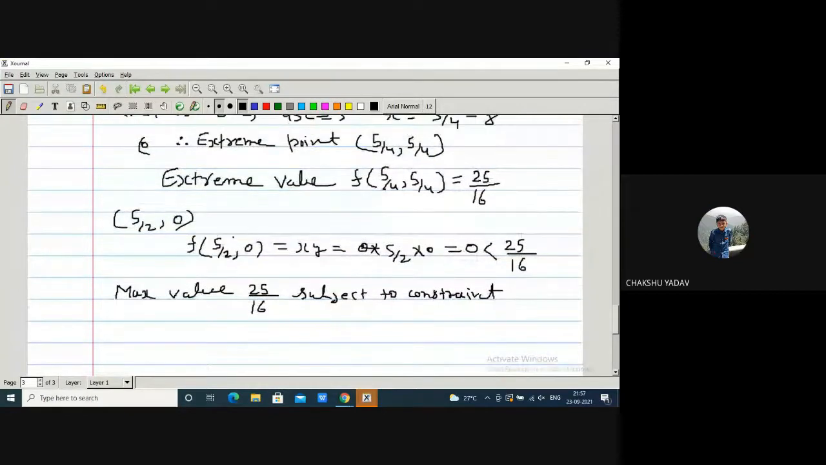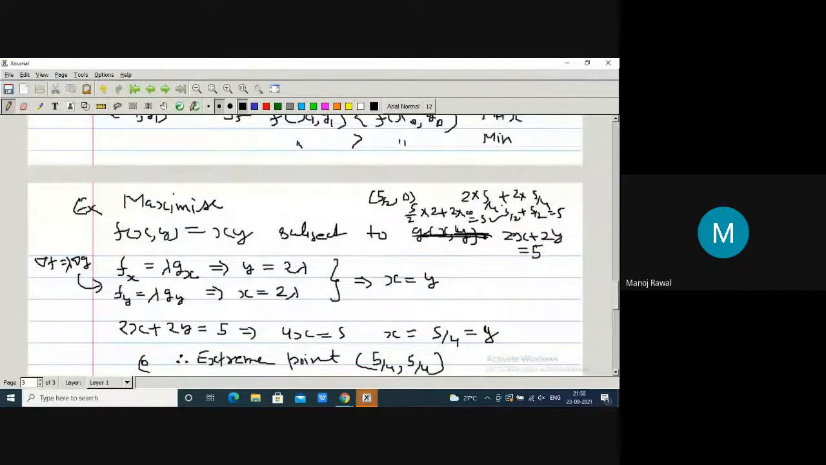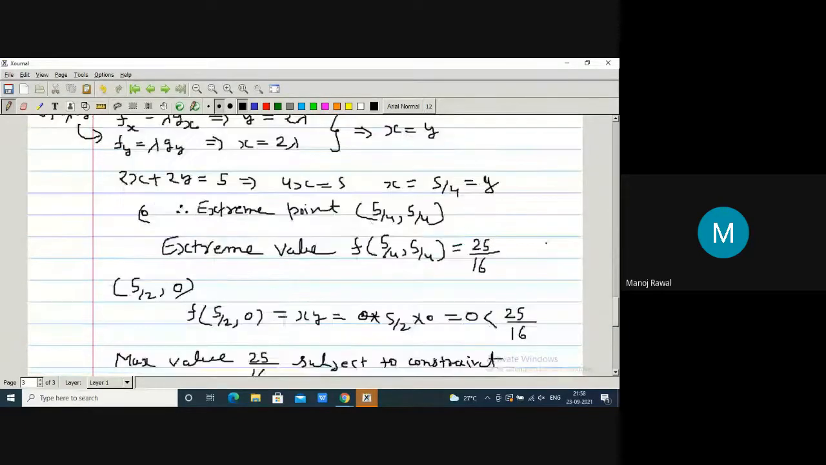Okay. Conclusion to this question, students. What I am saying is that at (5 upon 4, 5 upon 4), I am getting value 25 upon 16. This is the maximum value of my surface with the constraint. If this is the maximum value, then if I choose any other point which is satisfying the constraint equation, the value of the function at that point must be less than or equal to 25 upon 16. Do you agree or not?